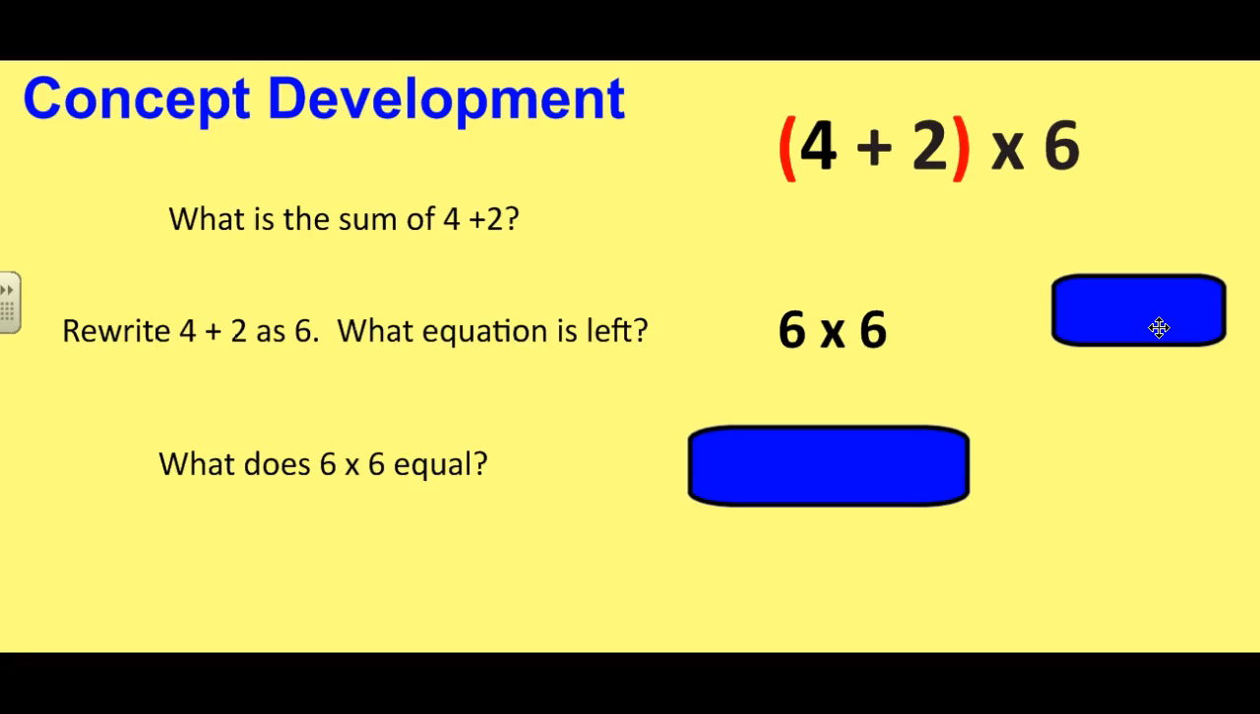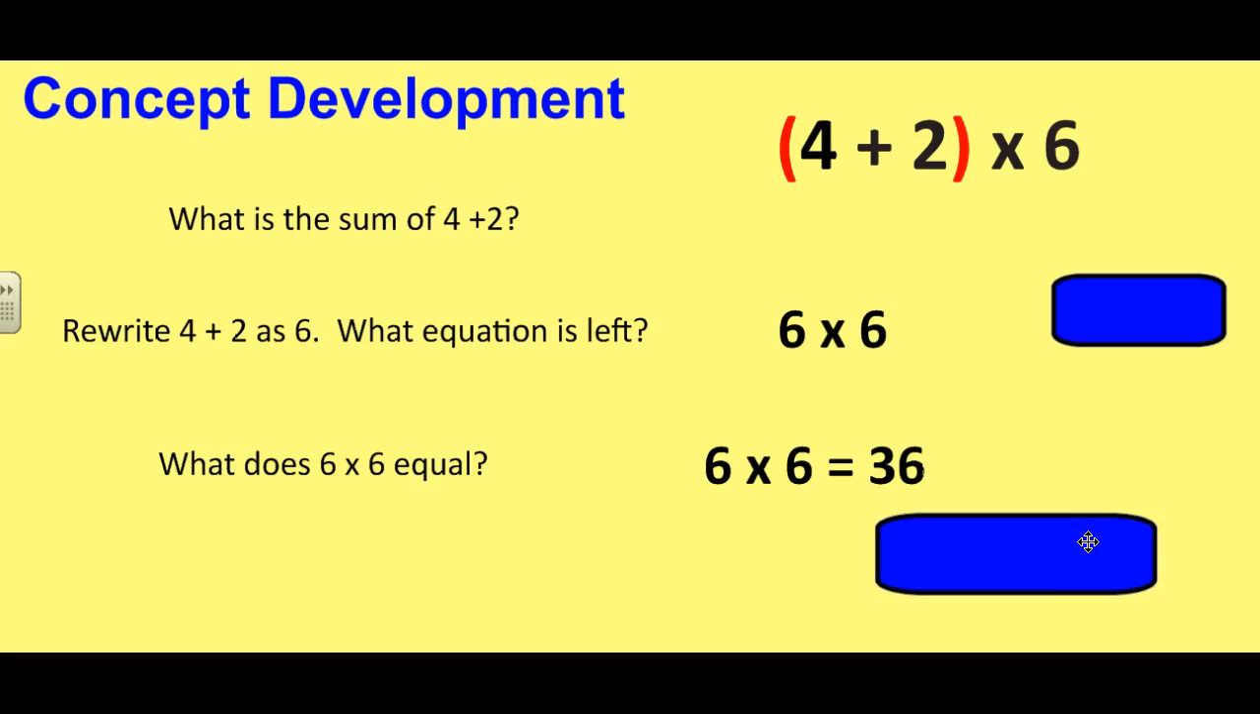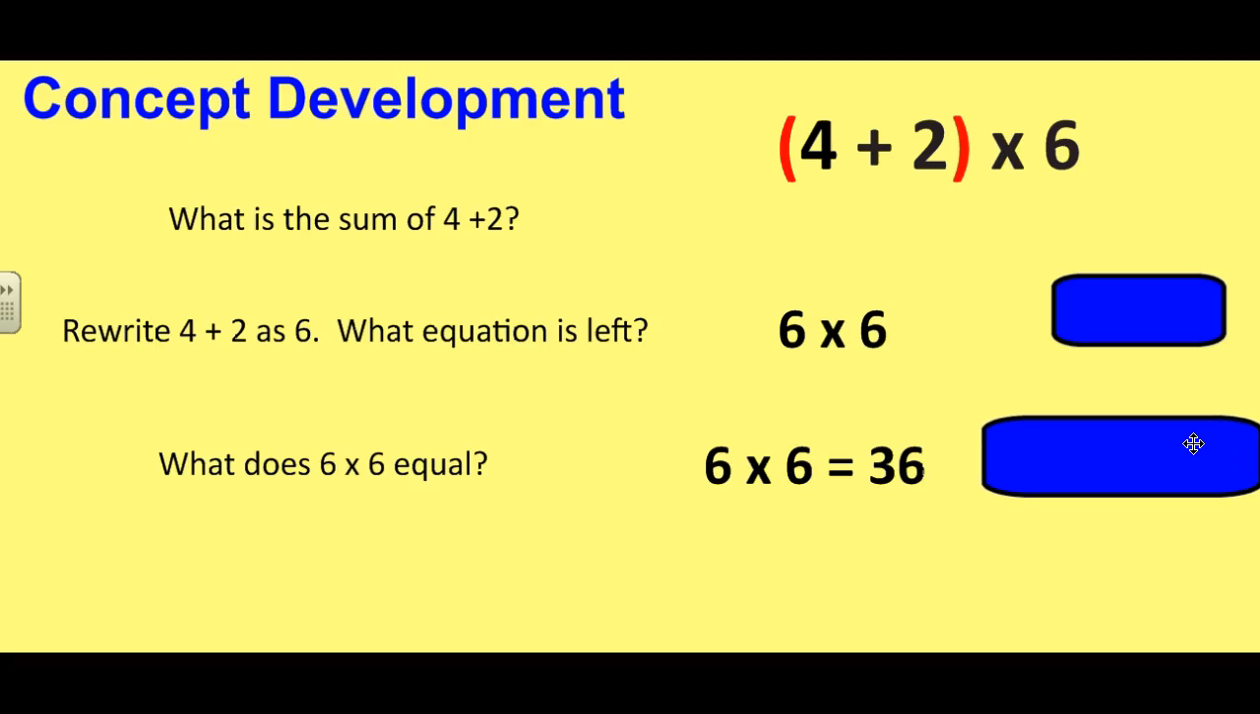So now all we need to do is find the answer to 6 times 6, and that will tell us what 4 plus 2 times 6 is. So I want you to write that answer on your board. So 6 times 6 is equal to 36.